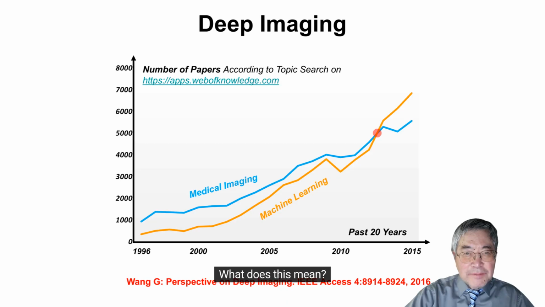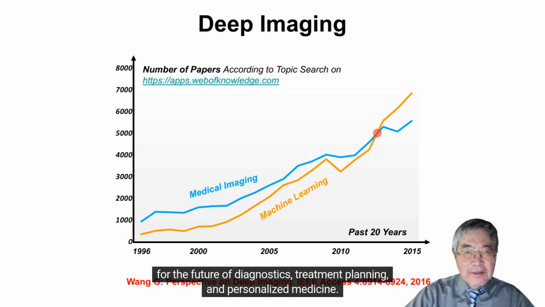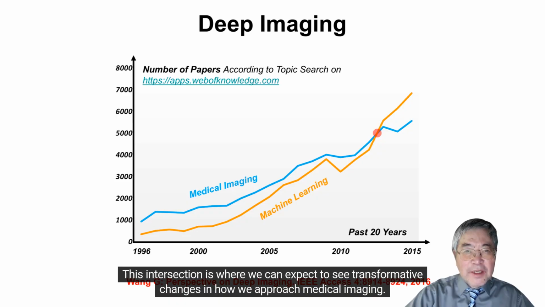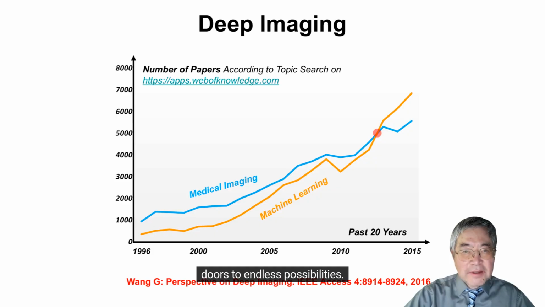What does this mean? The combination of medical imaging with machine learning, especially deep learning, holds enormous potential for the future of diagnostics, treatment planning, and personalized medicine. This intersection is where we can expect to see transformative changes in how we approach medical imaging. The ability to reconstruct, analyze, and interpret medical images with AI-empowered algorithms opens doors to endless possibilities.